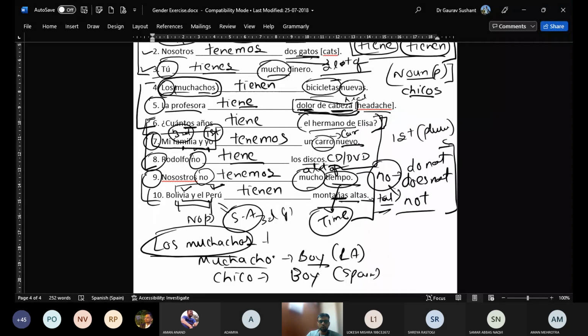So accordingly you have to use the third person plural form of tener, it will be tienen. So that is what we have used. So the boys have bicicletas nuevas will be like new bicycles.